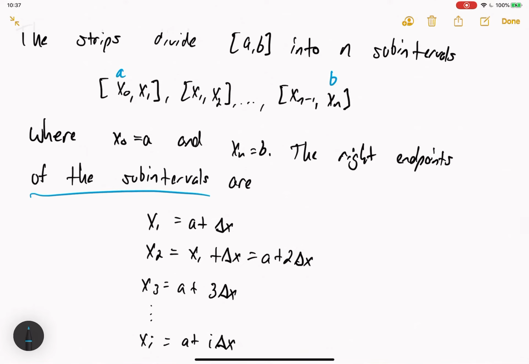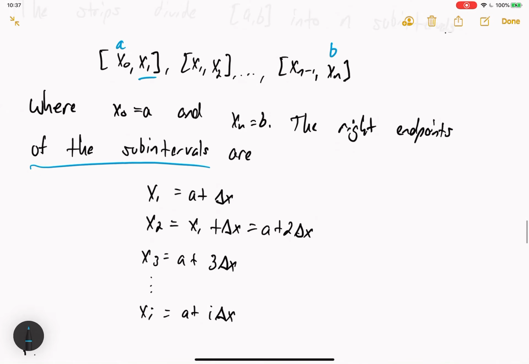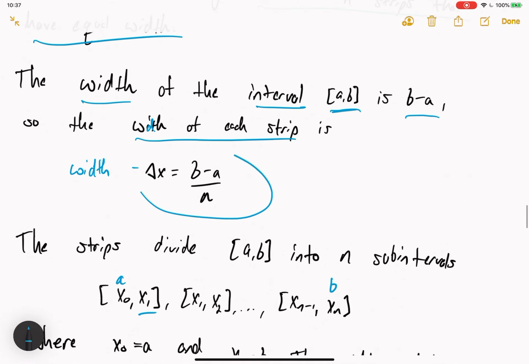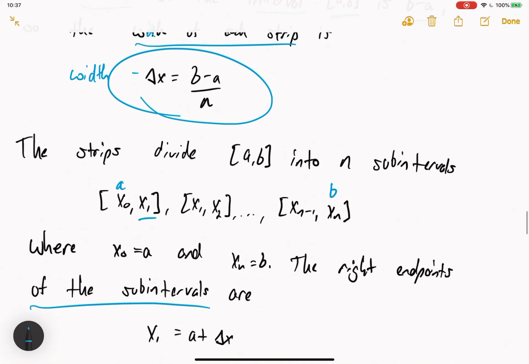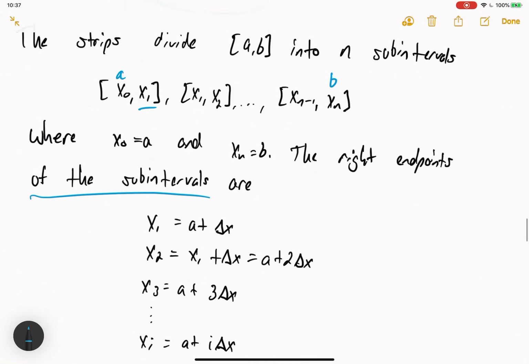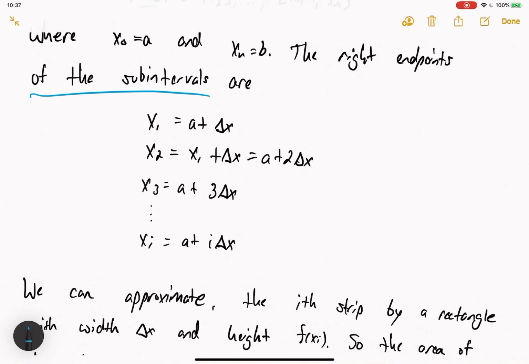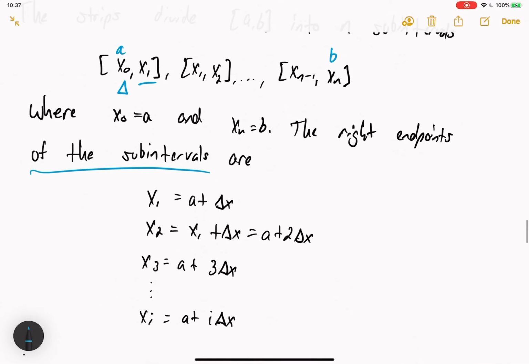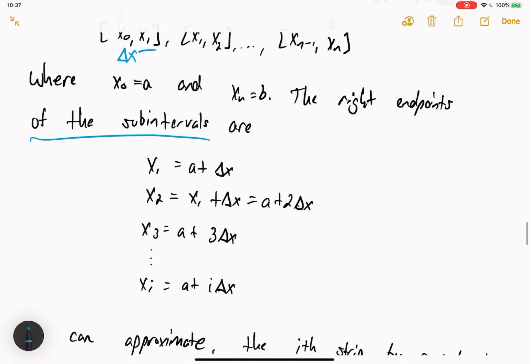The right endpoints are the subintervals. Since we know a, we want to find x1. Once we know x1, we can use that to get x2, and then we figure out all these subintervals. Again, the subintervals all have equal width, delta x equals b minus a divided by n. We're just going to keep that as delta x right now, because that depends on certain situations. So x1, this length is going to be delta x, so it should be a plus delta x, which is what we expect.